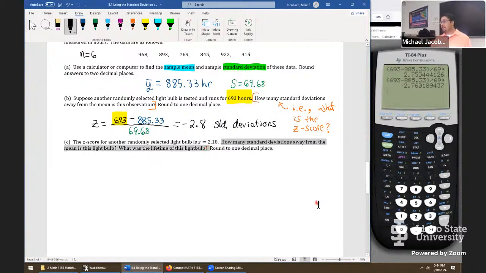Here's the question. How many standard deviations away from the mean is this light bulb? So we need to find the data value that comes out with positive 2.18 as the z. That's more along the lines of this question here, where it goes, what was the lifetime of that light bulb? That's where we're going to actually solve it and find the value. I forgot I actually put this question right here. It kind of tripped me up. Anyone see what the answer should be for that one?